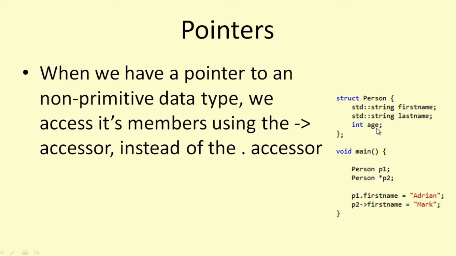So here we have the same person structure as we had before. We're creating two people, P1, which is a person, and P2, which is a pointer to a person. If we want to access P1's first name, we use P1 dot because it's just an ordinary person. If we want to access P2's name, we use P2 and then the arrow accessor, and that says P2's a pointer, so follow that pointer and then get the first name, which is there. This code won't actually work, and we'll come back to why it won't work in a minute.